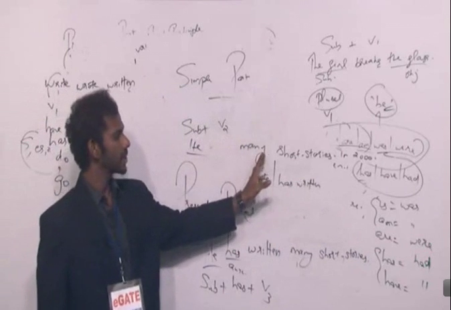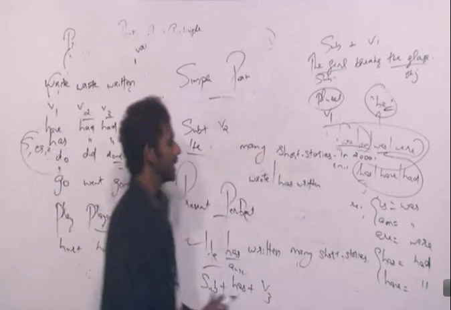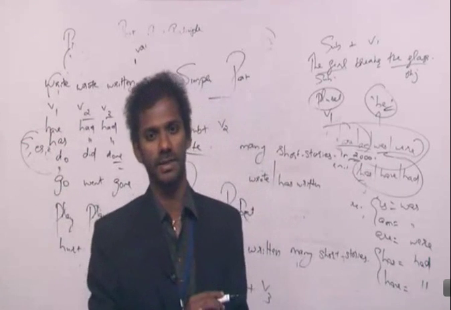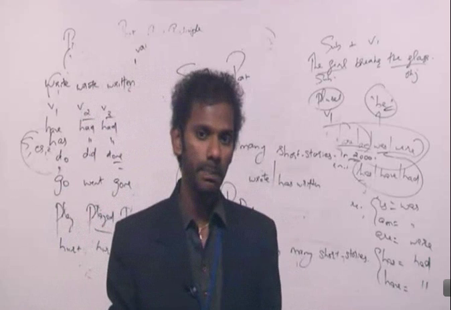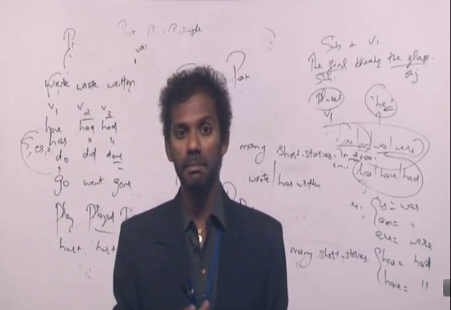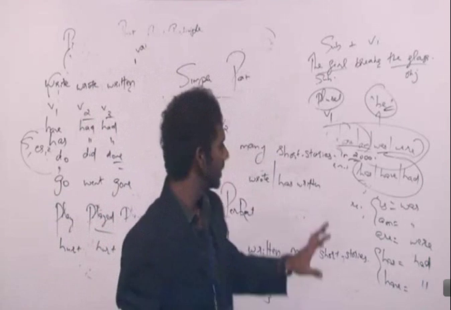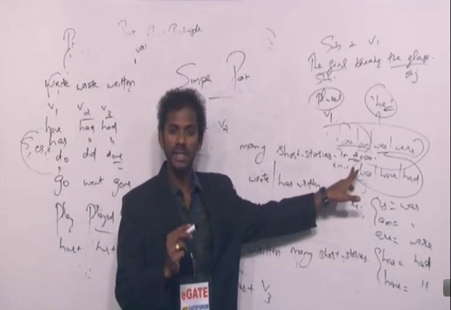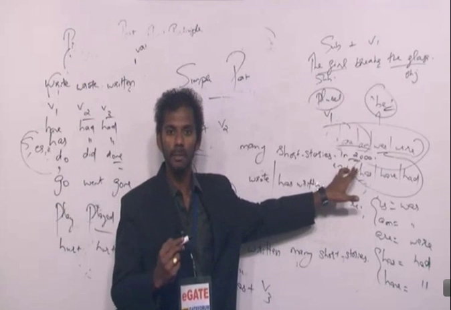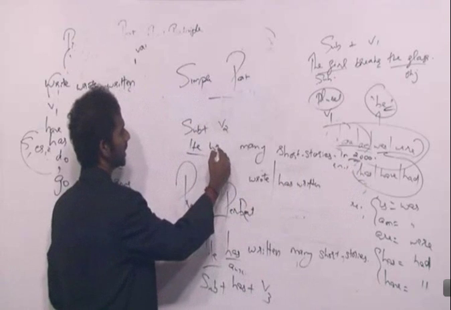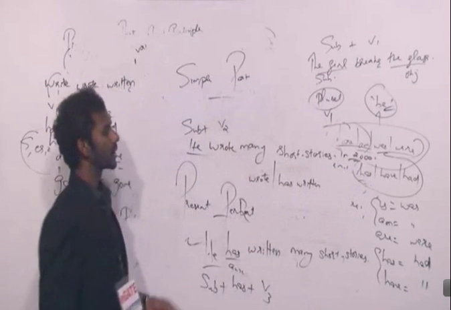He wrote many short stories in 2000. So here, the time in which the short stories were written is mentioned. I told you, simple past is used to refer to a past action if the time of the action is mentioned or known. So here in this sentence, we have the time in which the short stories were written. That means the time of the past action is known or mentioned. So it should be simple past. So it should be, he wrote many short stories in 2000.